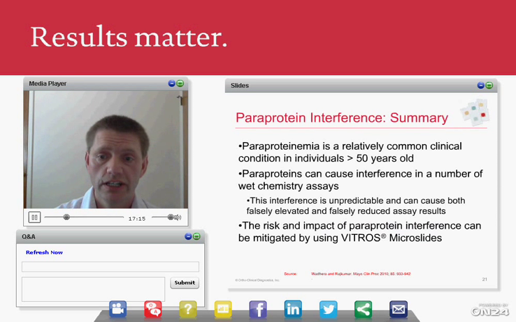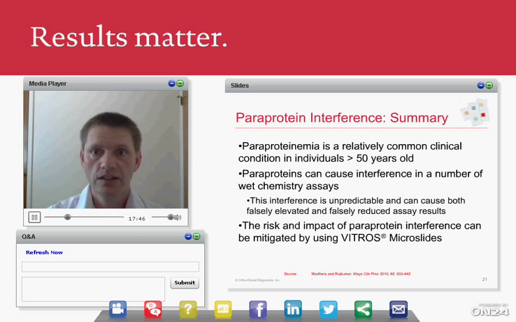Paraproteinemia can cause interference in a wide variety of wet chemistry assays. I believe that it's on the order of 20 different assays where this has been published. The interference is unpredictable and can cause both false positive and false negative results, even within a given manufacturer's assay. And probably the best way of reducing this risk in terms of interference on an automated platform is to use the microslide technology, because I don't believe that there's any published evidence that paraproteins directly interfere with the VITROS assays.